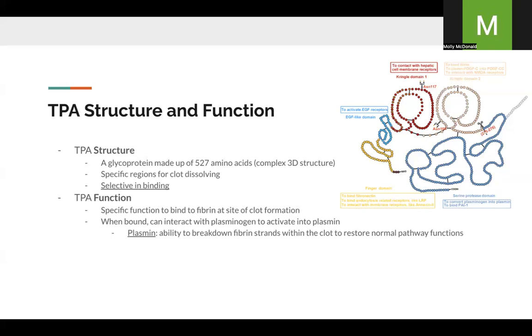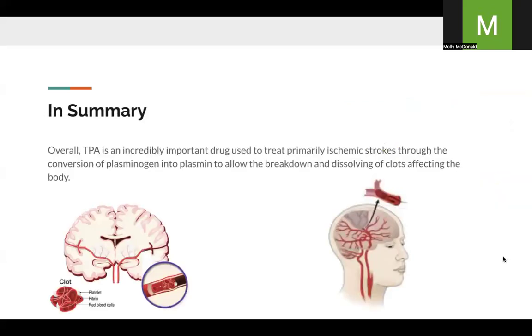The function of TPA, so it has very specific functions to bind to fibrin at the site of the clot formation. And by binding to fibrin, TPA is able to interact with plasminogen and therefore activate it into plasmin. When activated, plasmin has the ability to break down the fibrin strands in the clot and therefore dissolve the clot to restore normal pathway functions.